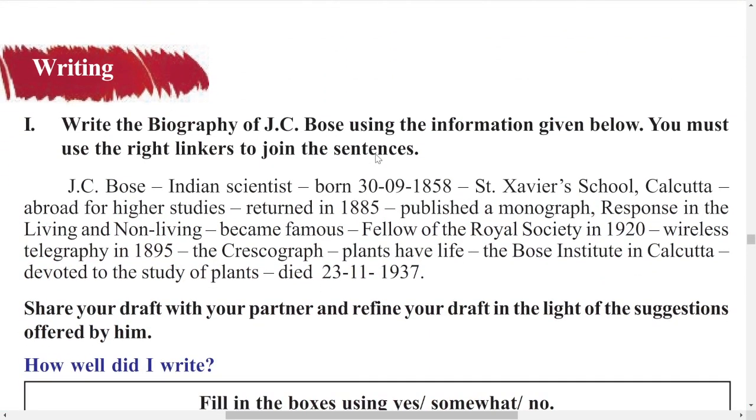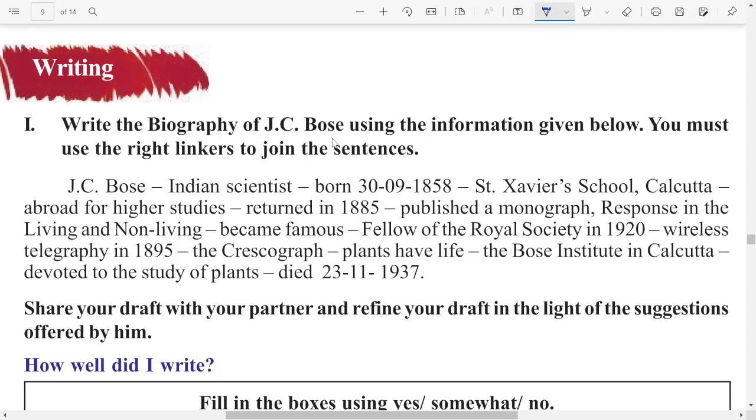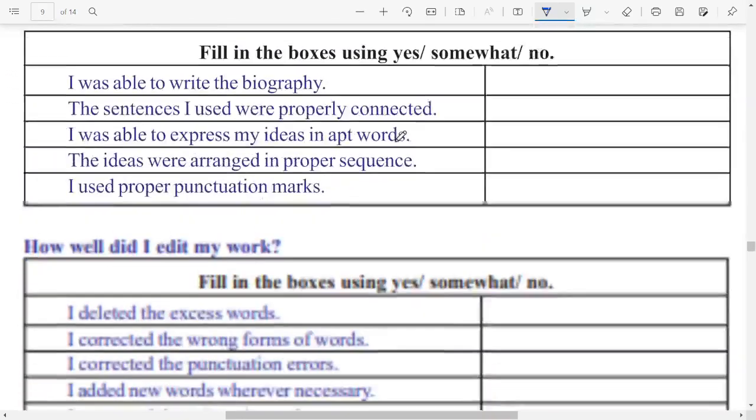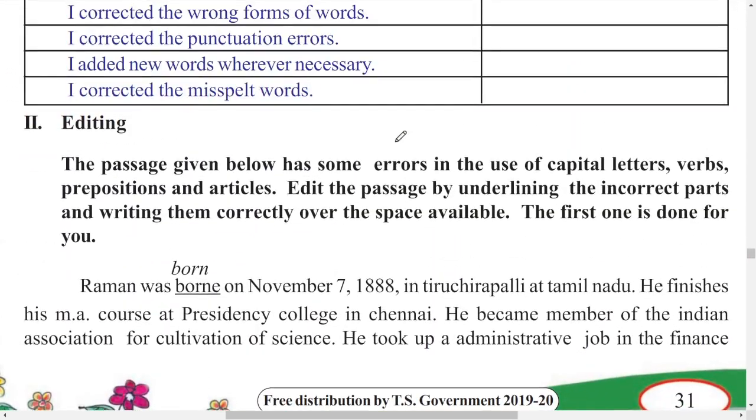Okay. Now, this is writing exercise. Okay, write the biography of J.C. Bose using the information given below. You must use the right linkers to join the sentences. So using the linkers in between these sentences, you have to rewrite all these phrases. Okay, so try to do it by your own. That's not grammar part. Next, here we have got editing.